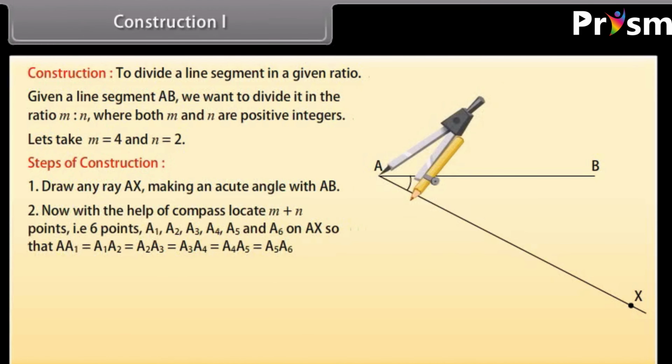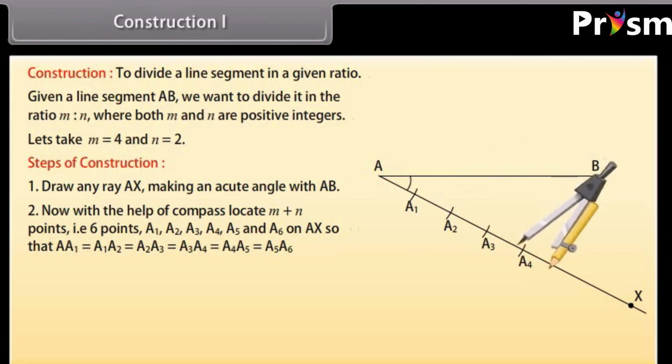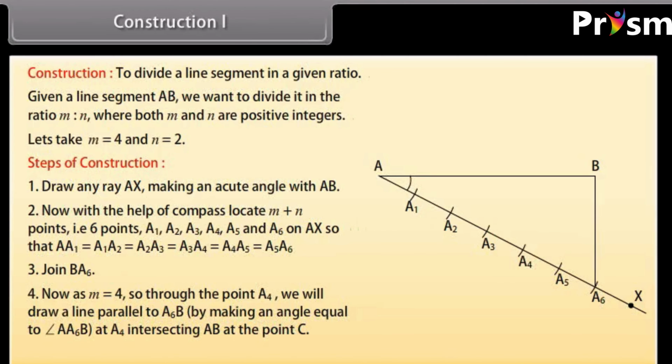Now with the help of a compass, locate m plus n points, that is 6 points, A1, A2, A3, A4, A5 and A6 on AX so that AA1 = A1A2 = A2A3 = A3A4 = A4A5 = A5A6. Join BA6. Now m is equal to 4, so through the point A4, we will draw a line parallel to A6B by making an angle equal to angle AA6B at A4, intersecting AB at the point C. Then AC:CB is equal to 4:2.